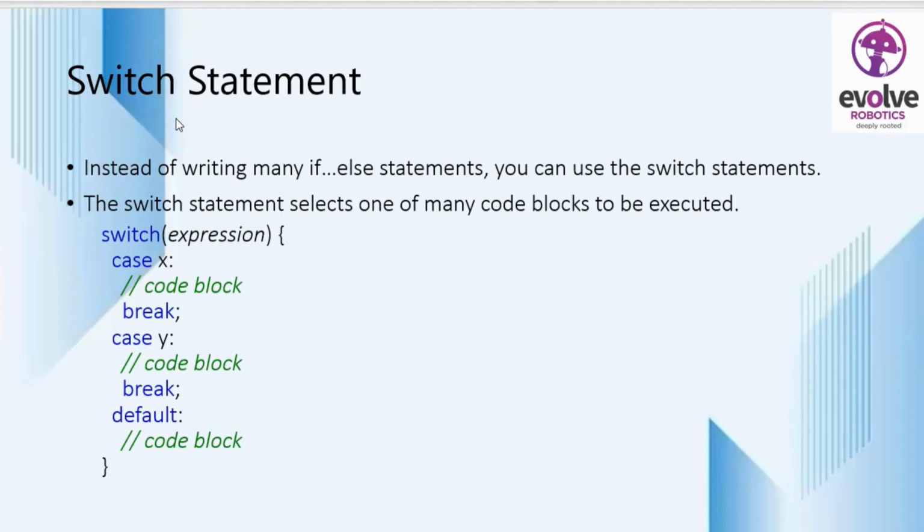The variable being switched on is checked for each case. So when the break statement is reached, then the switch terminates and the flow of control jumps to the next line. The default case can be used for performing a task when none of the cases is true. So this is the syntax of the switch statement.